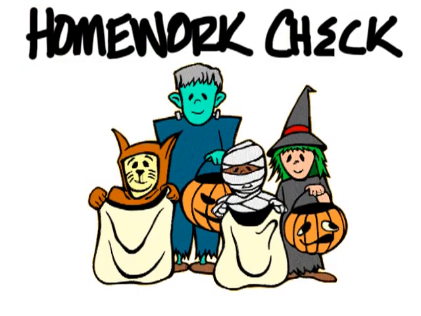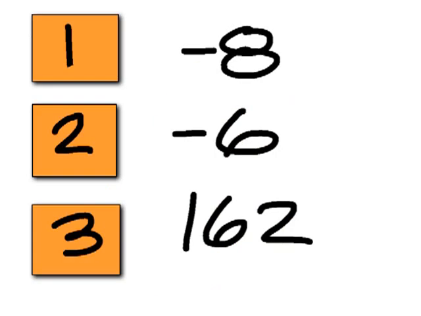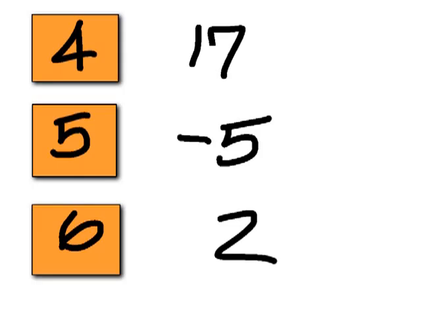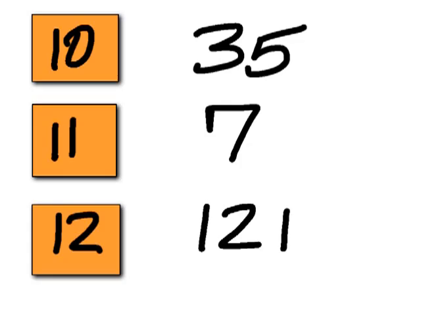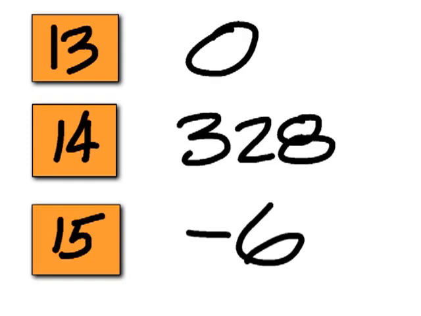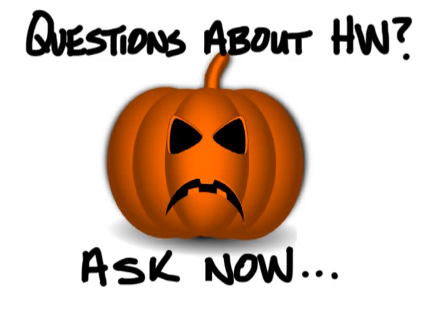Time for the homework check. That would be the problems from yesterday. If you have those, then bring them on up now. -8, -6, and 162. If you have all three of them, come and get it. 17, -5, and 2. 36, 164. 35, 7, and 121. 0, 328, and -6. Any questions about the homework?